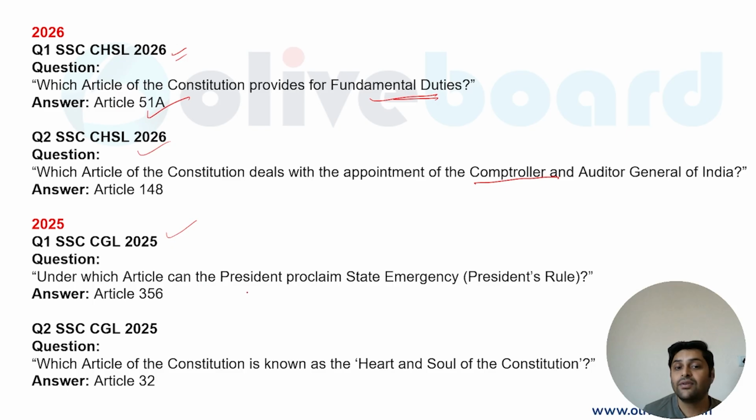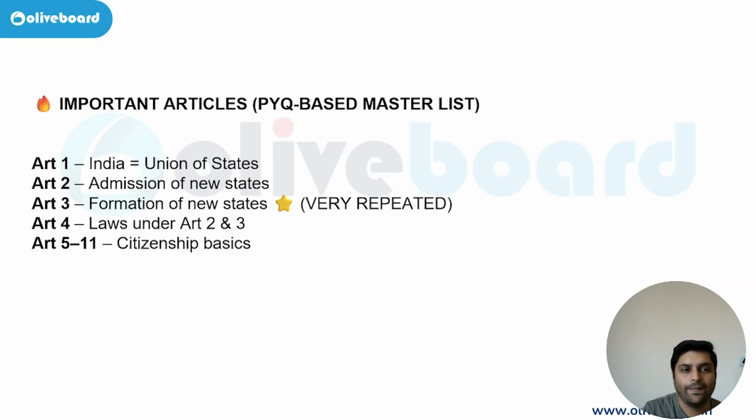Then we have CGL 2025 question. Which article deals with the president can proclaim state emergency? See, direct questions. Which article of the constitution is known as the heart and soul? Heart and soul, remember? Article 32. See, direct questions are there. These are just a few examples. In every shift, you will find such questions. Okay, so let us master it now. Let us conquer it. We need not be afraid of it.